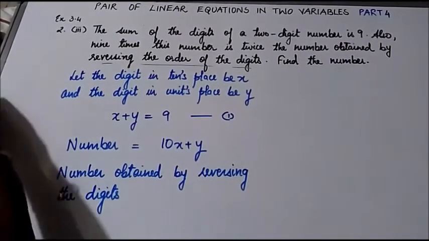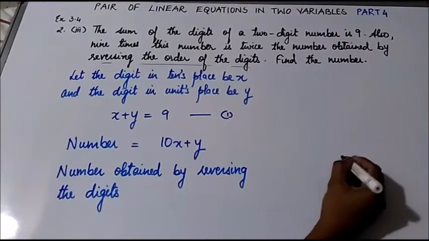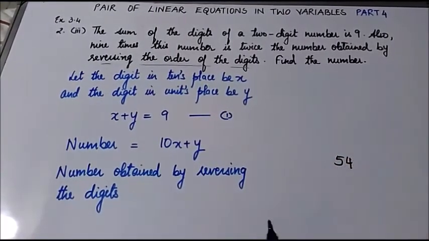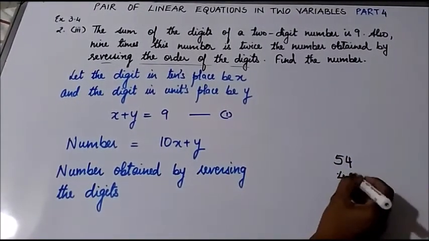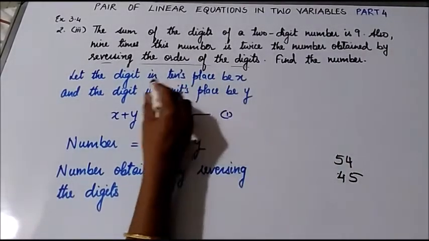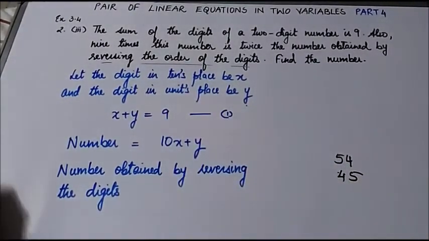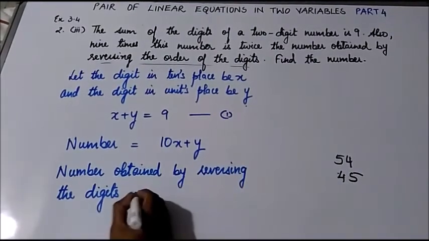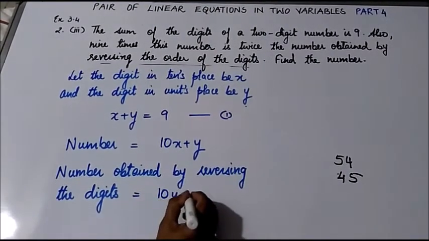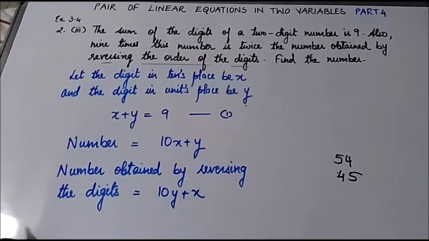What's the meaning of this? Suppose we have 54, the number obtained by reversing the digits becomes 45. That means now in the tens place the digit will be y and in the units place the digit will be x. Therefore the number will be 10y plus x. Now let's read the question.